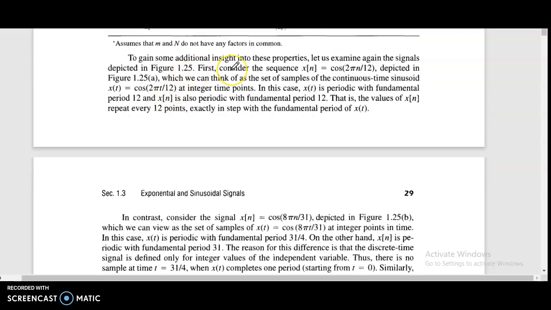To gain some additional insight into these properties, let us examine again the signals depicted in figure 1.25. First, consider the sequence x[n] = cos(2πn/12), depicted in figure 1.25a, which we can think of as the set of samples of the continuous-time sinusoid x(t) = cos(2πt/12) at integer time points.